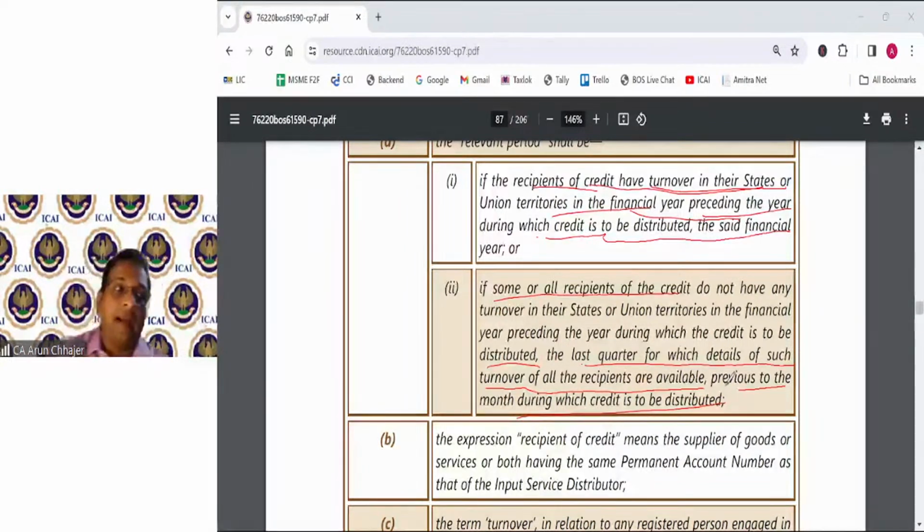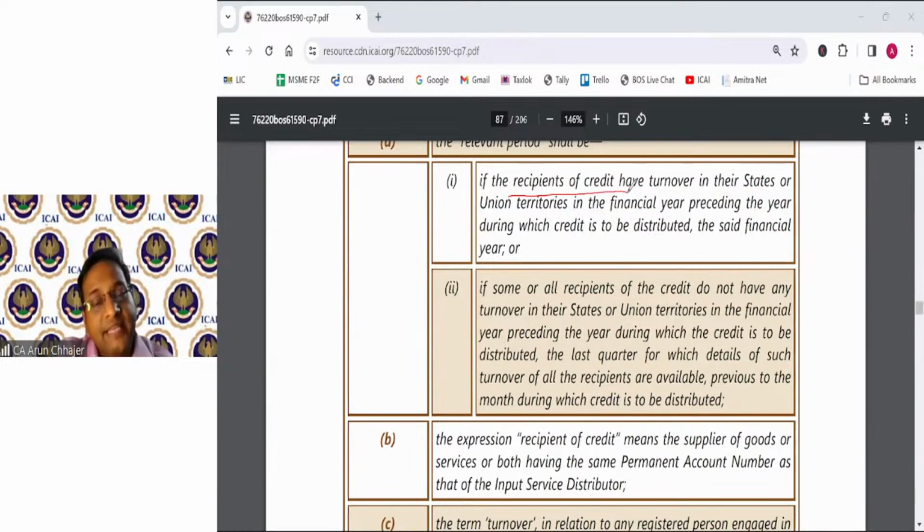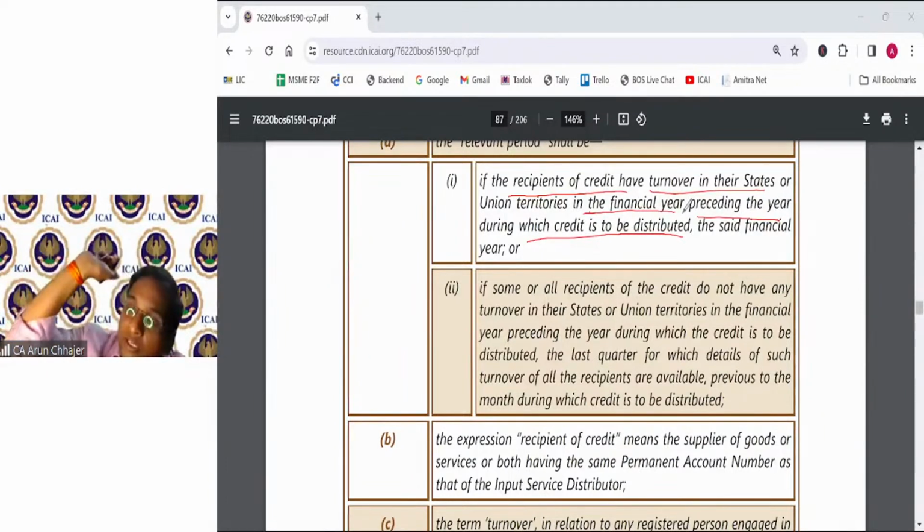The first part is: does the recipient to whom you are transferring the ITC have turnover in the state or UT? In which year? In the financial year preceding the year during which credit is to be distributed. Let's say we are distributing the credit of the current year, so have the turnover in 22-23. If yes, then said financial year is the relevant period.